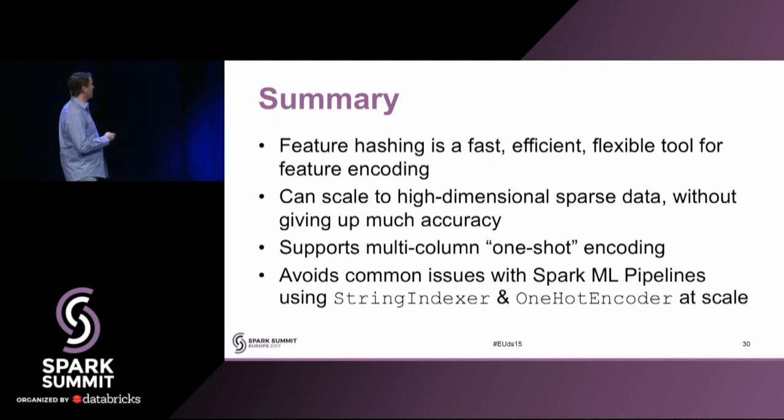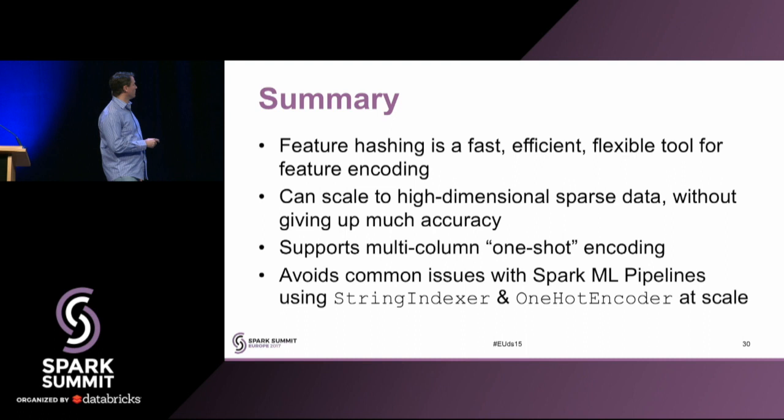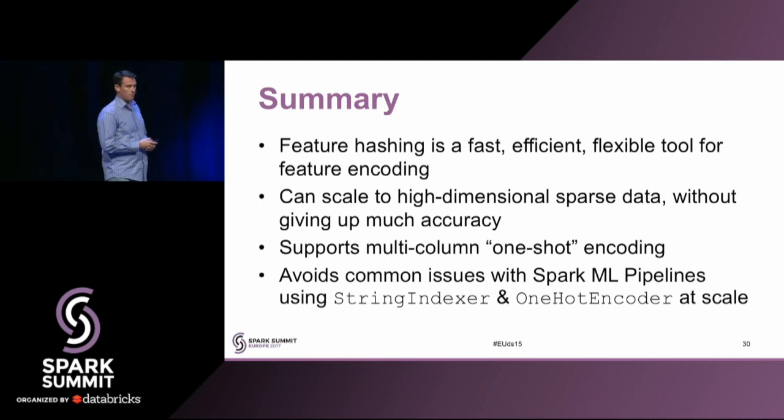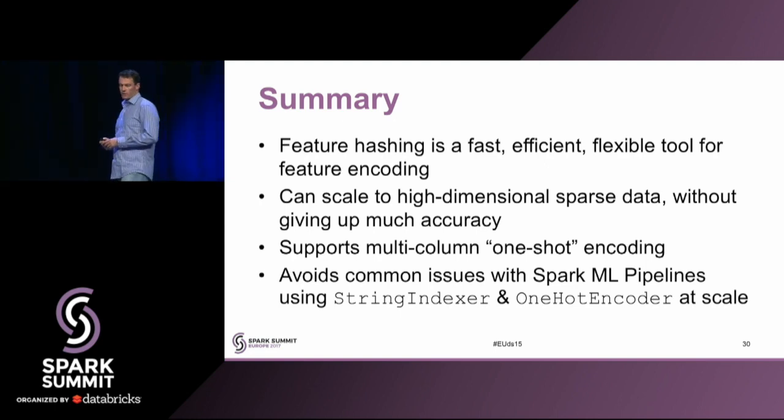I should note that these issues are currently being worked on. For example, one-hot encoder is being improved. String indexer will have multiple column support going forward, and there's talk about improving the ML metadata and the scalability issues with vector assembler. But for now, they don't allow you to scale to this kind of data.